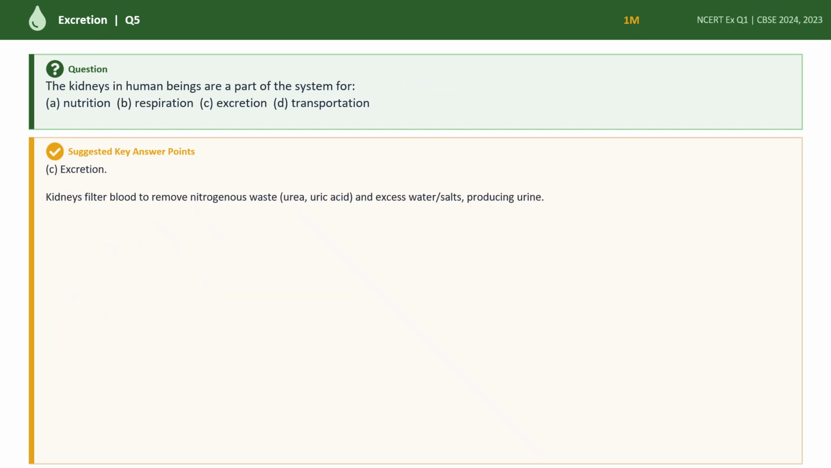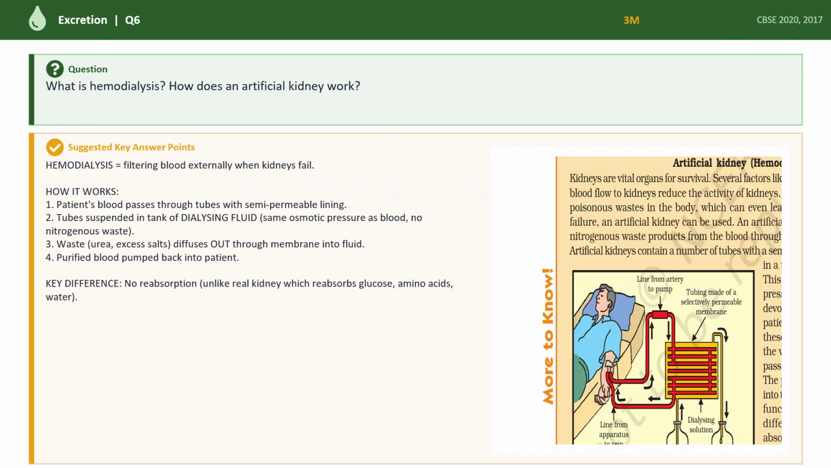One more question. The kidneys in human beings are a part of the system for excretion. So kidneys filter the blood, remove the nitrogenous waste, that is urea or uric acid, and also excess water and salts, producing urine. What is hemodialysis? How does an artificial kidney work?